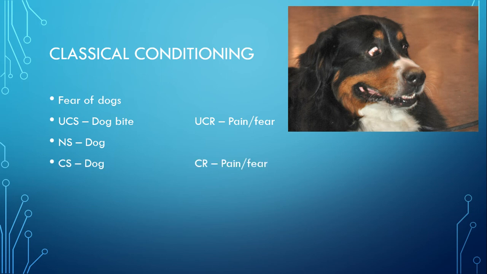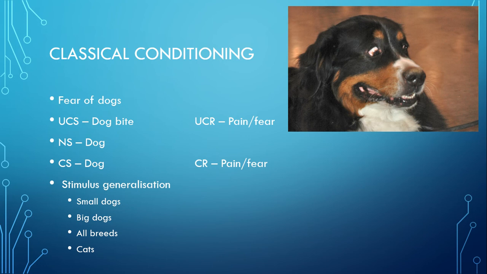The neutral stimulus is paired with the unconditioned stimulus. So the dog is associated with the dog bite, and therefore the dog becomes the conditioned stimulus, and the conditioned response to seeing a dog is fear. And there you go, you've acquired a fear of dogs. So remember, the first part of the two-process model, classical conditioning, is acquisition. That word is really important, acquisition.